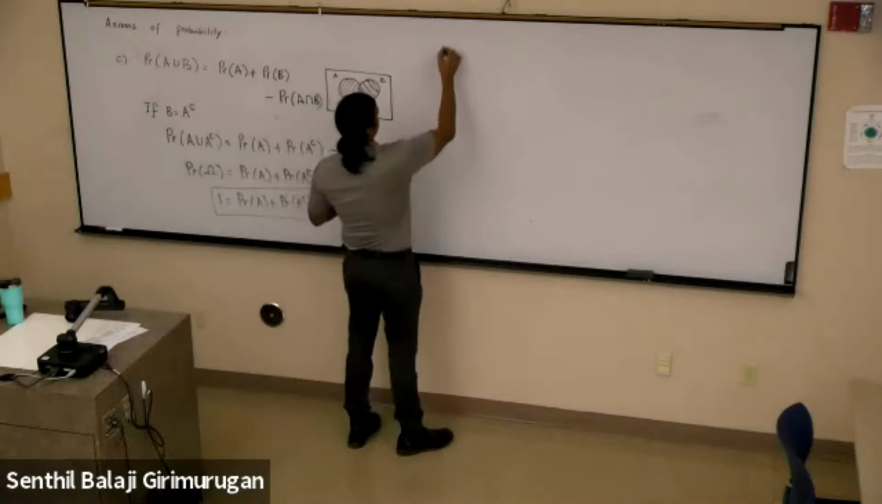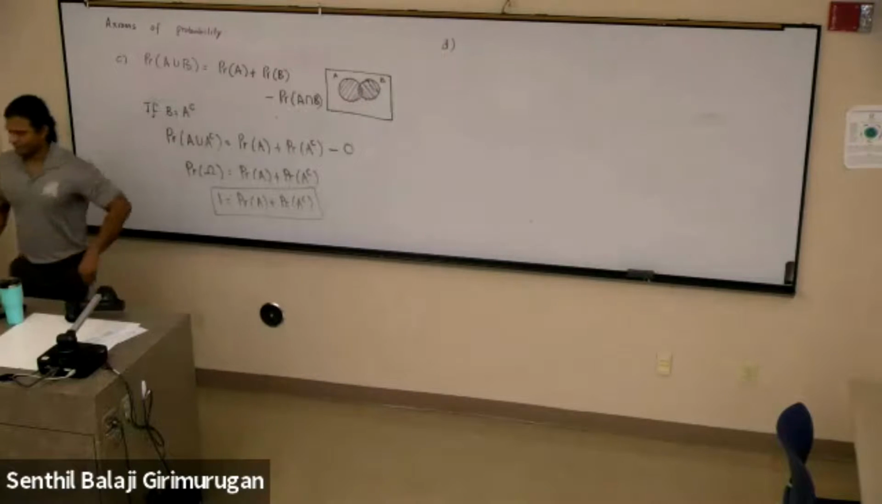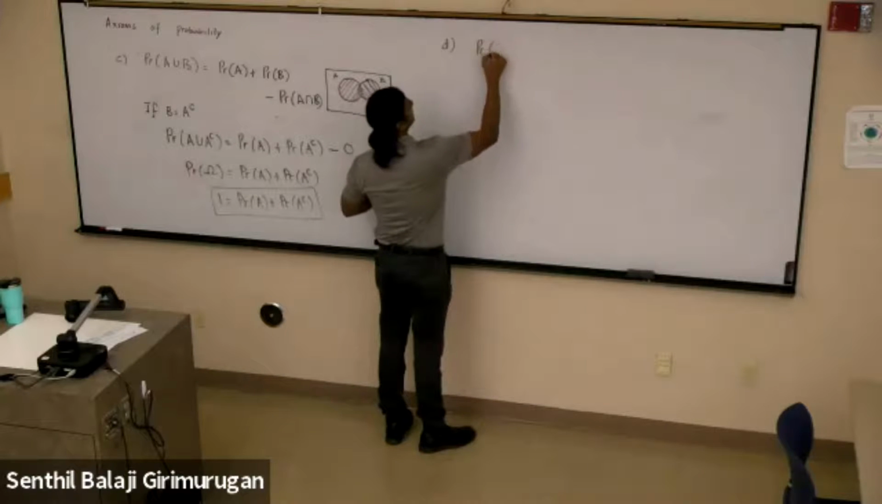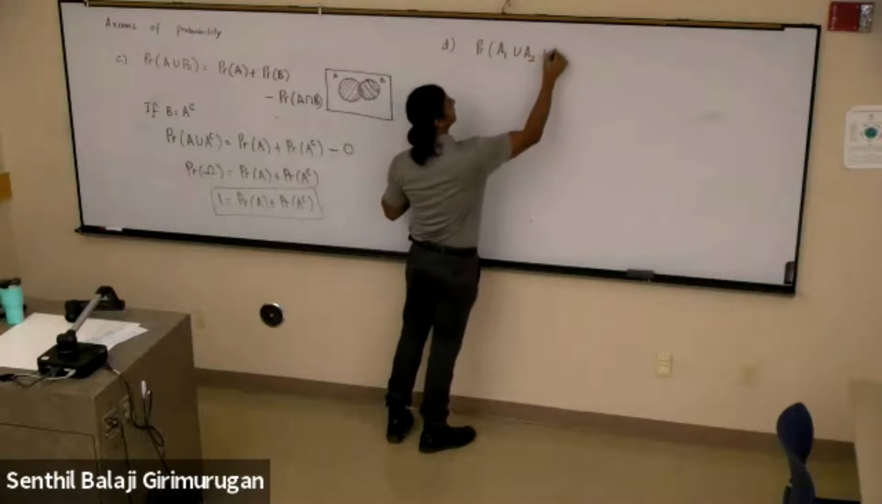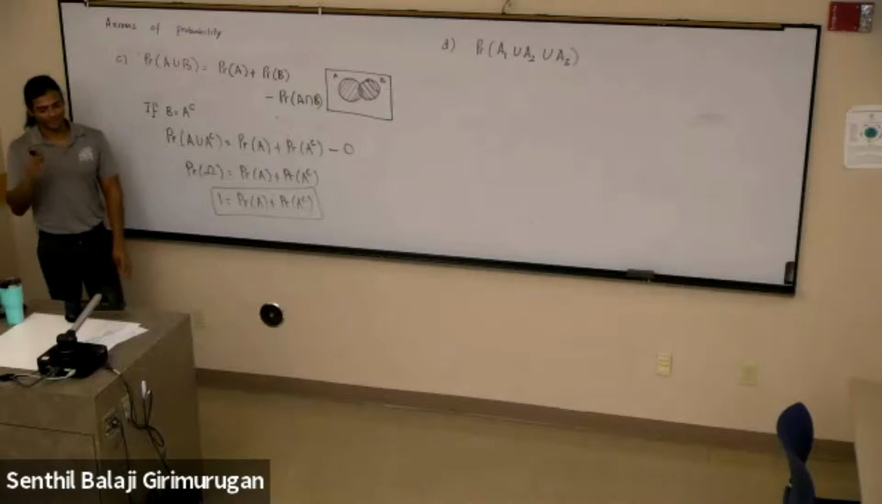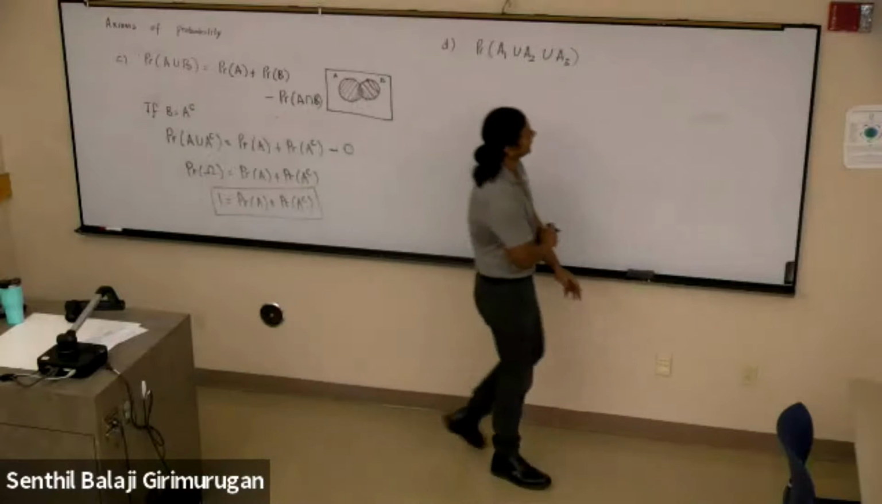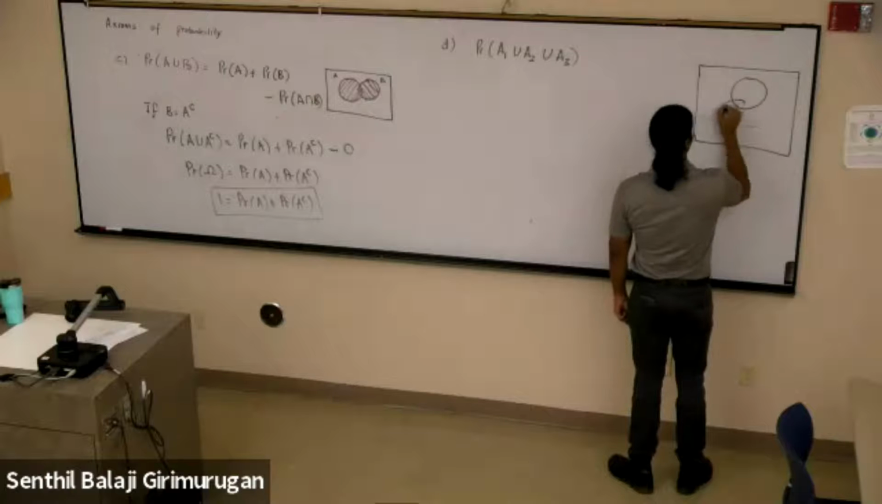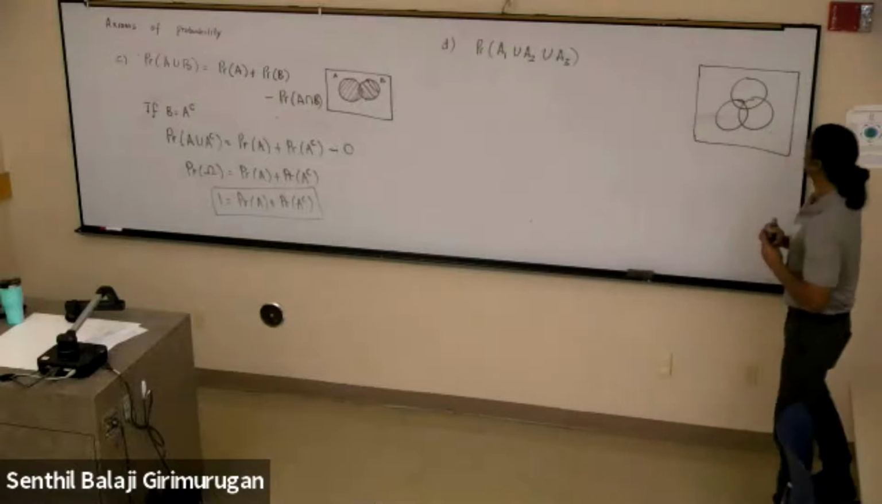Okay, so I can extend this rule and take it to more than 2 events. Let's say I'm going to use a different notation. Probability of A1 union A2 union A3. Now beyond this, it's going to be really hard for us to draw Venn diagrams. I'll just jump in and say this is what it is. We must have seen this too, or you should have, right?